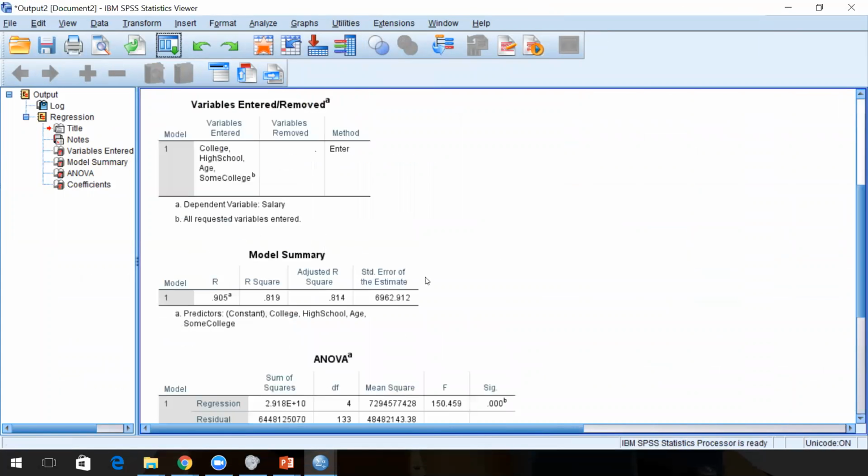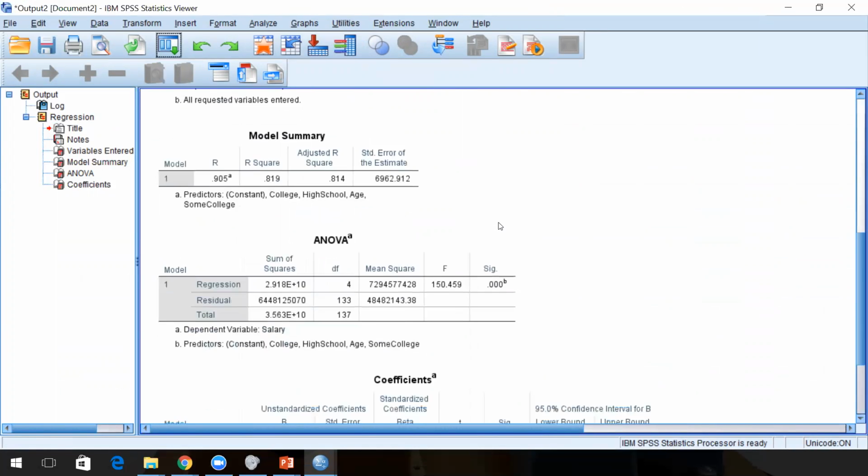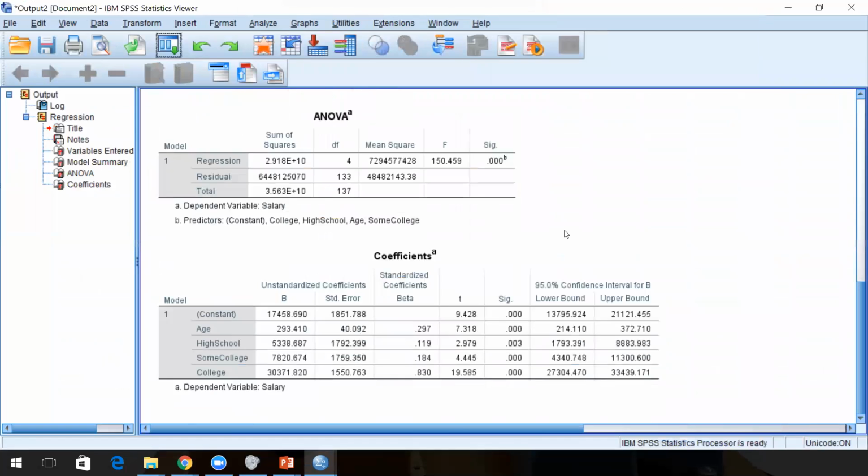So we get our results. Our R squared is way high now. It's about 82%. And you see our results here. Now we have 4 independent variables that we're using to predict salary. And our coefficient for age changed.